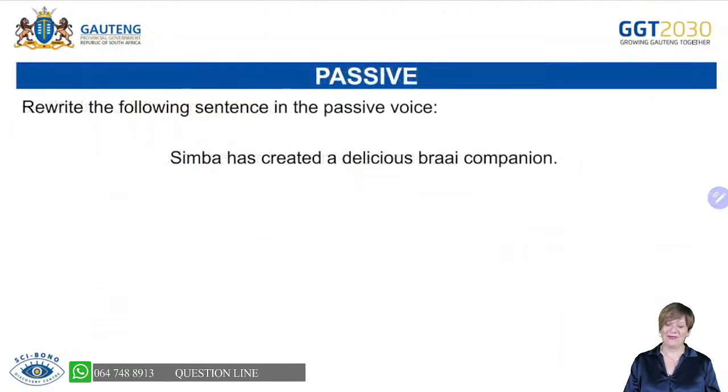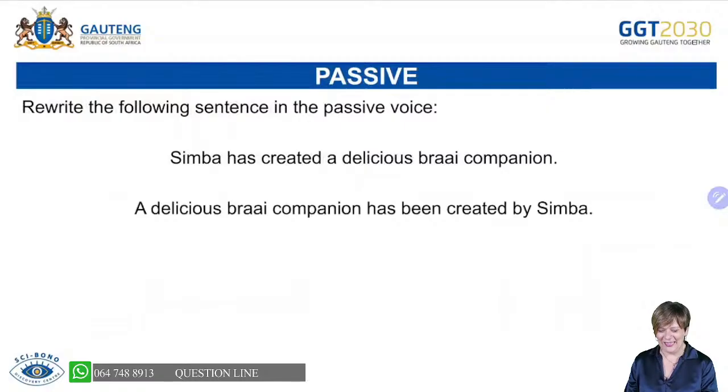Passive voice? Let's try this. Simba has created a delicious braai companion. Can you remember where you started? Where's the verb? Where's my subject? Where's my object? And then we're going to switch them. A delicious braai companion has created, has been created. Can you see how easy this is? By Simba. Remember to add the "by Simba". Don't forget about that.